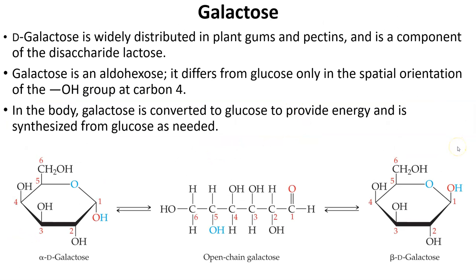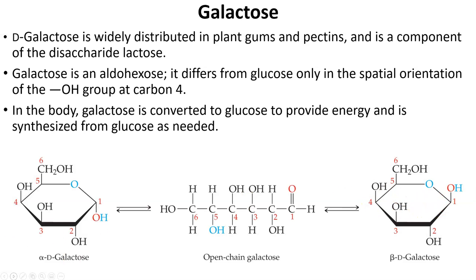So glucose is really important for our metabolic needs, and we'll talk about that in a later chapter. Galactose here is widely distributed in plants and pectins in terms of plant use. It's a component of the disaccharide lactose, so sugars within milk. And this is also an aldohexose, and it differs from glucose in the spatial orientation of the hydroxyl groups. Here is the closed chain form, and here's the open chain, and then the alpha and beta forms, which is this on the number 1 carbon, depending on if that flips up or down on that ring.